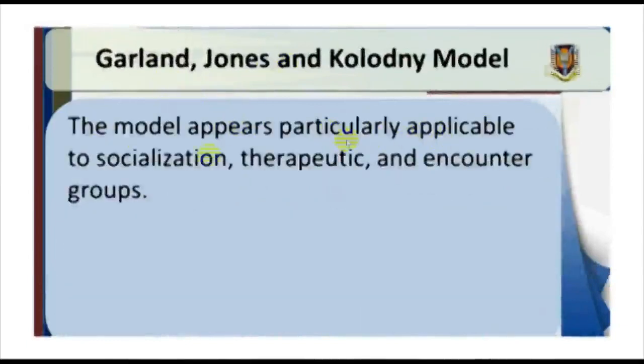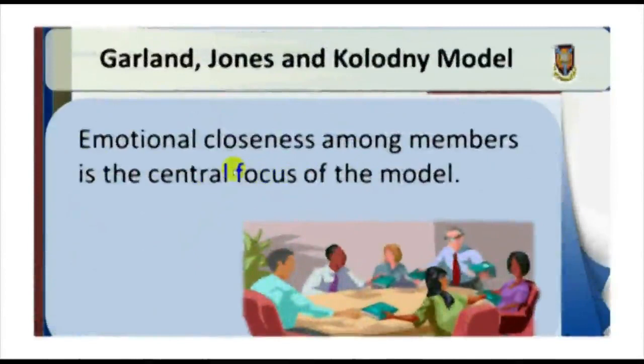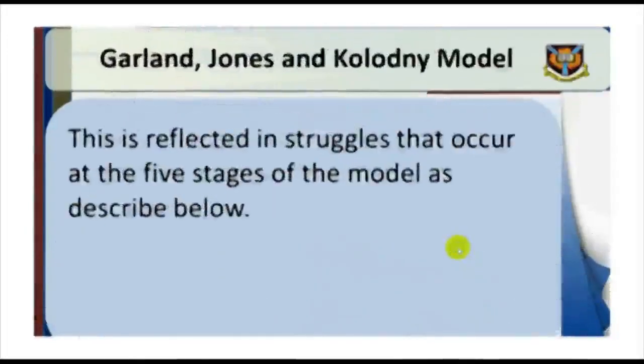The model appears particularly applicable to socialization, therapeutic, and encounter groups. However, it is less applicable to self-help, problem-solving, decision-making, educational and recreational or skills groups. Emotional closeness among members is the central focus of the model. This is reflected in struggles that occur at the 5 stages of the model, as described below.